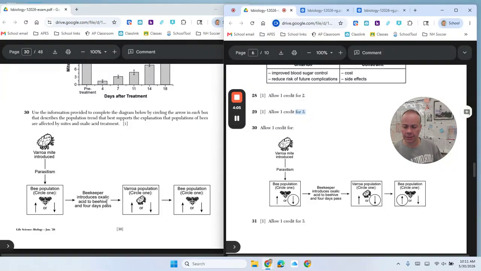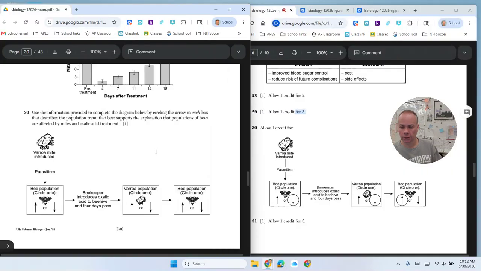The beekeeper adds oxalic acid to the beehive after 4 days. The Varroa population, the mite, would probably decrease. We circle that arrow, and therefore the bee population would increase. So you need to circle those 3 arrows: decrease, decrease, increase to get credit. Give yourself +1 if you got it correct.